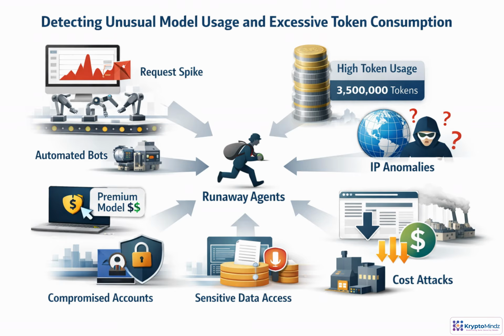Unusual model usage is often visible before the damage is obvious. Baseline requests, token counts, model choices, and cost by user, app, department, location, and time window. Then look for sharp deviations: sudden request spikes, unusually long conversations, premium model use by unexpected roles, or bot-like patterns. Higher confidence alerts combine token anomalies with identity risk, unusual IPs, billing changes, sensitive retrieval, DLP hits, or guardrail violations.